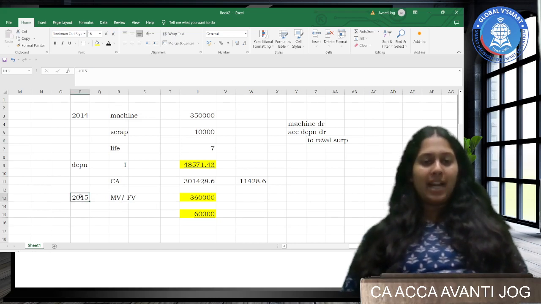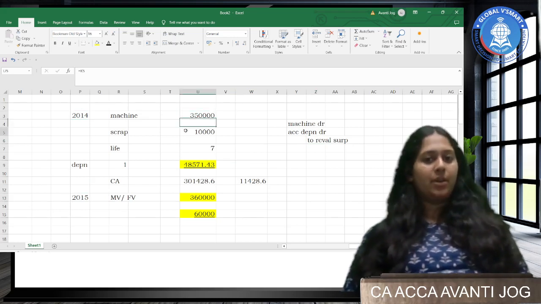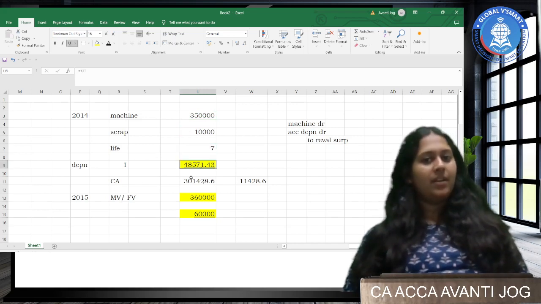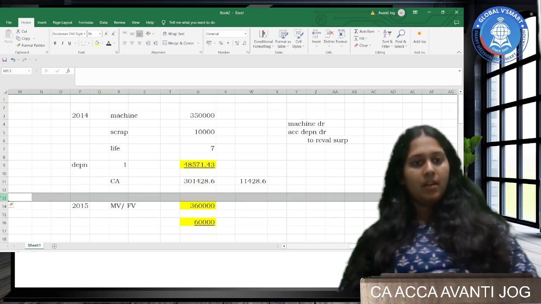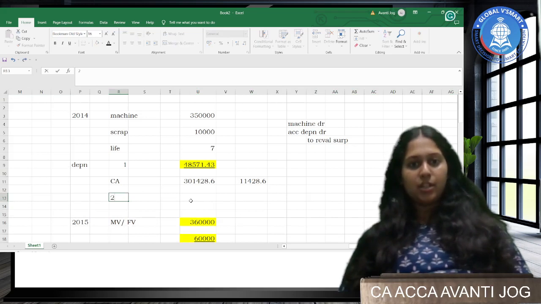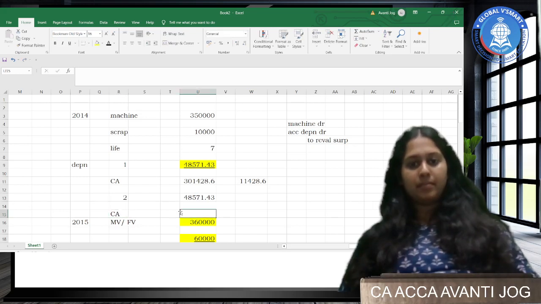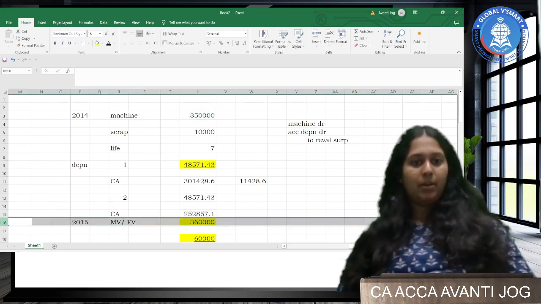But to explain you this, I am going to do a small alteration. In 2014, the machine was taken at 3,50,000, scrap 10,000, life 7 years, depreciation first year 48,571, carrying amount is given. Let's say 2015 mein bhi ye chalta gaya, theek hai? The year 2 ka depreciation is also going to be the same, right? And year 2 ke carrying amount will be 3,50,000 minus year 1 depreciation minus year 2 depreciation. So this is the carrying amount, correct?